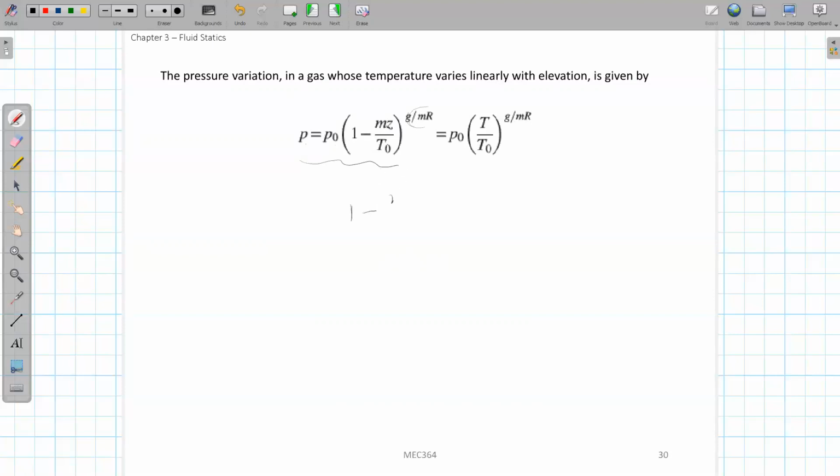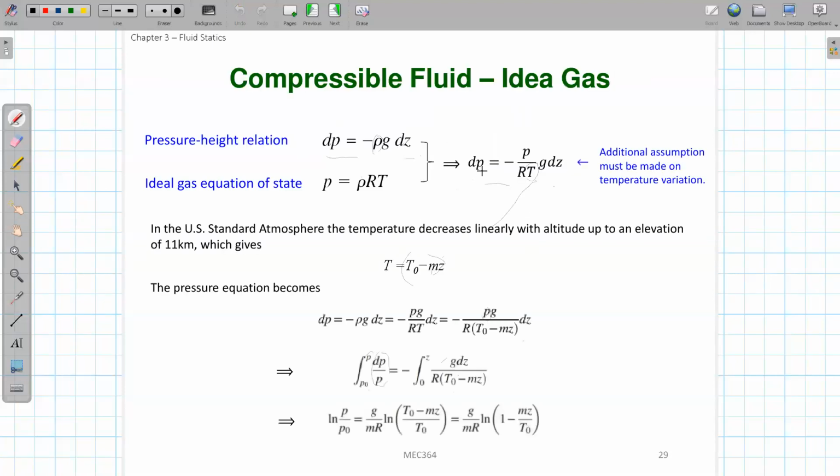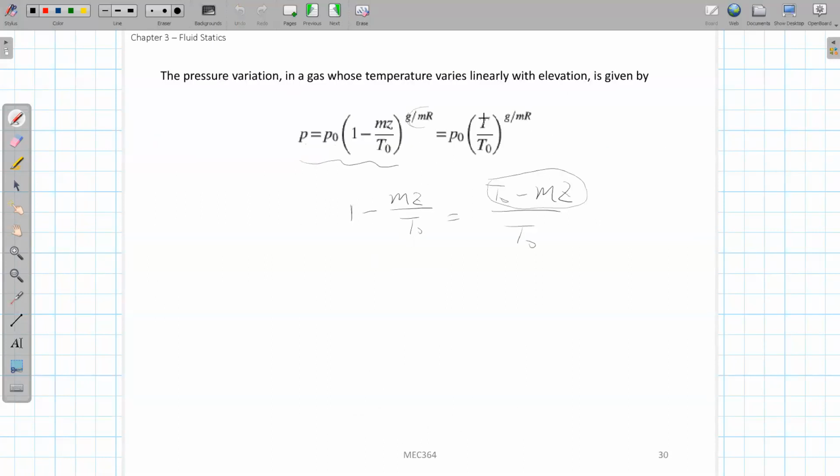And you can further make this shorter, because 1 minus mz divided by T0 is equal to T0 minus mz, over T0, right? So what is T0 minus mz? Based on our equation, we define T0 minus mz as just the local temperature. So if you want to change this Z to T, you can even write this equation as P0 times T over T0 to the power g divided by mR. By this way, if you do not know the elevation but you know the temperature at that elevation, you can also directly calculate the pressure.